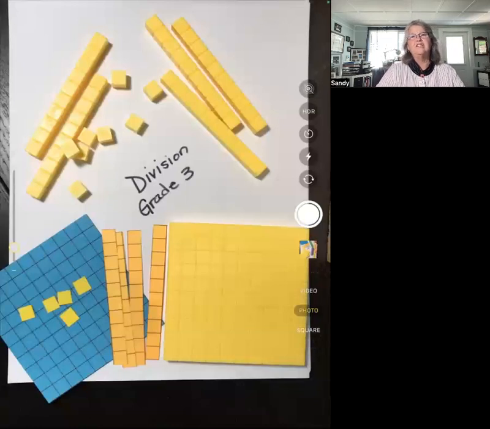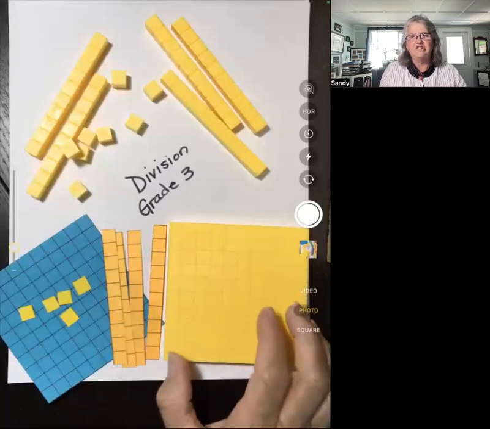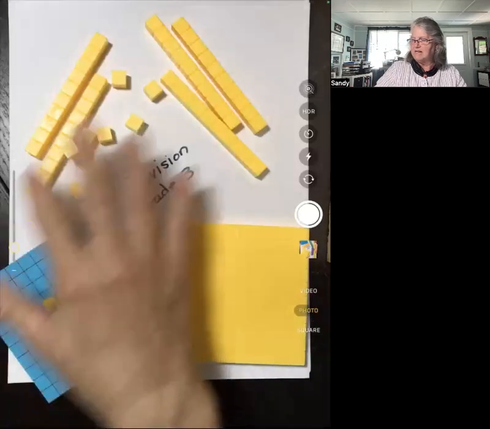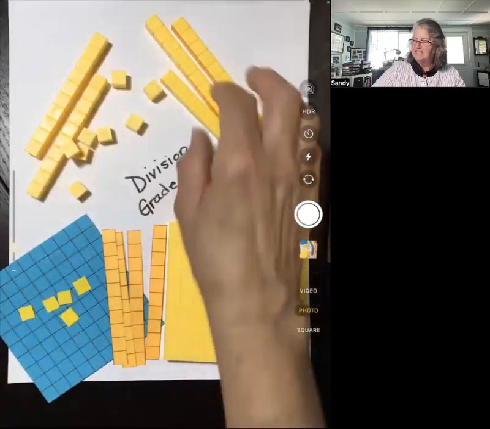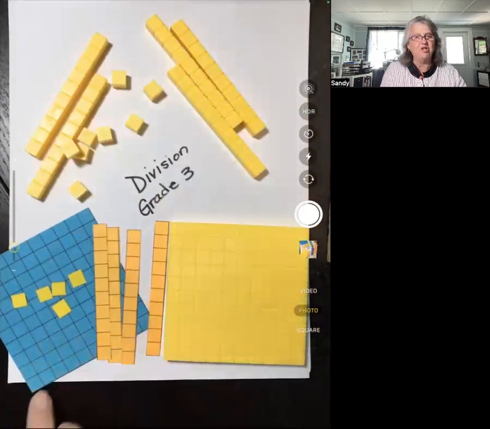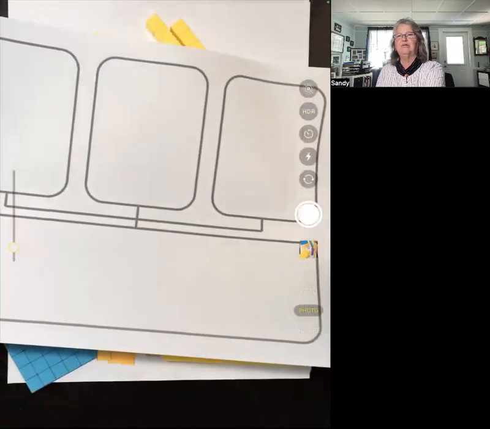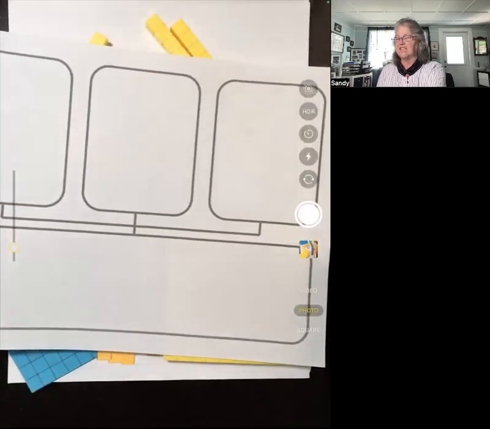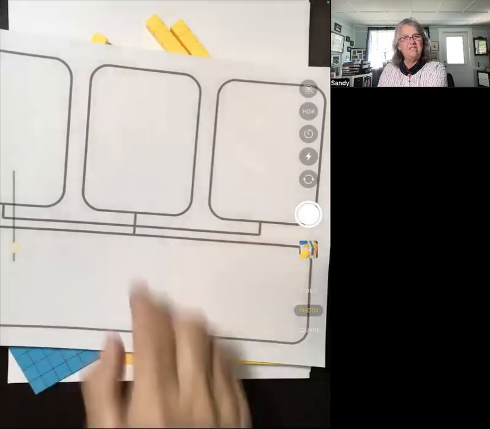So as your child is experiencing division in grade 3, you may see them using certain models. These are base 10 models where I have 100, tens and ones. I have a centimeter grid paper version of the same thing. They may be using something that looks like this, an equal grouping chart, and we'll be looking at that and how that comes into play.